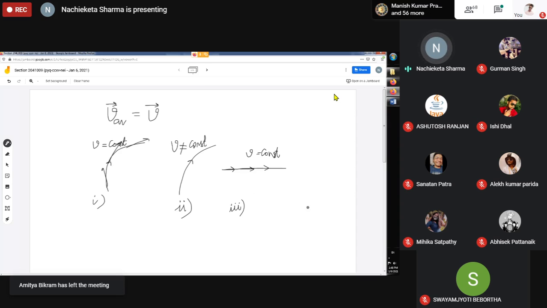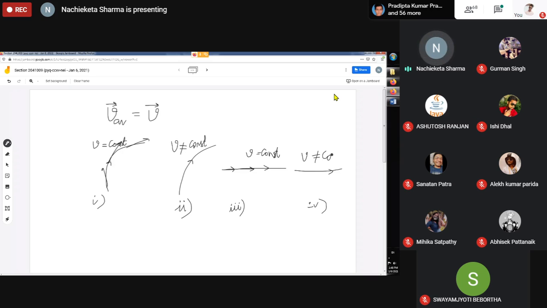And the fourth point is a body moving along a straight line and speeding up. That means the body is moving along a straight line, so the direction is constant, but v is not constant.